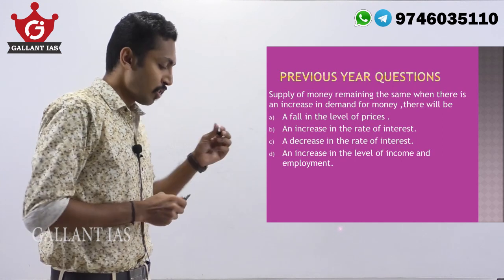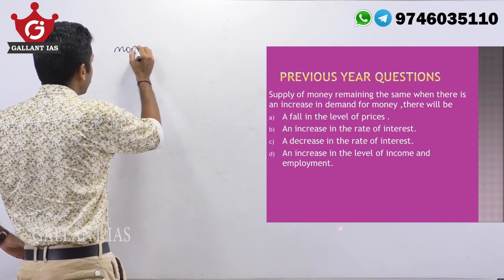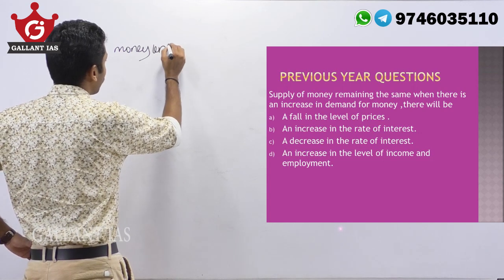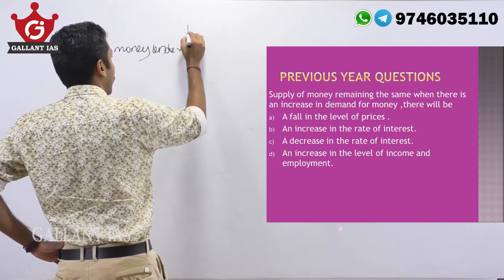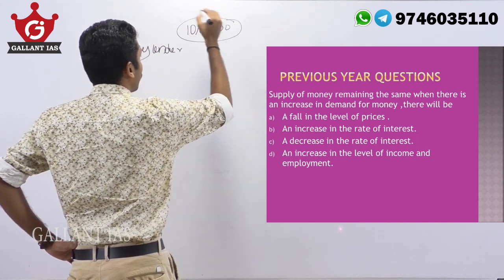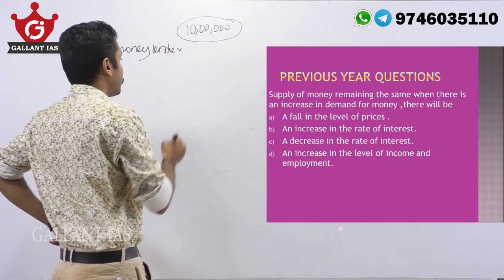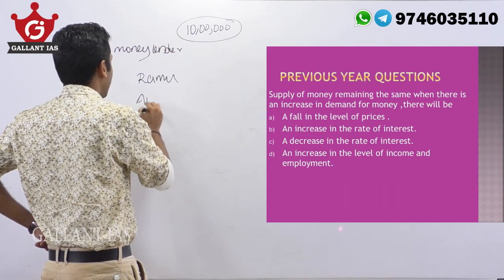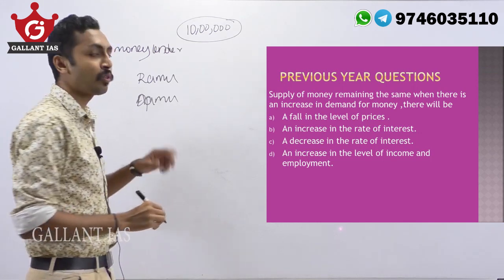Assume a situation, you are the only money lender in your village. Due to corona pandemic and economic crisis, no one has money in your village. You are the only person, and you are left with 10 lakh rupees. You are ready to give this 10 lakh rupees to one person, and you need interest for this money. And 2 persons, Ramu and Damu, approach you for this 10 lakh rupees.